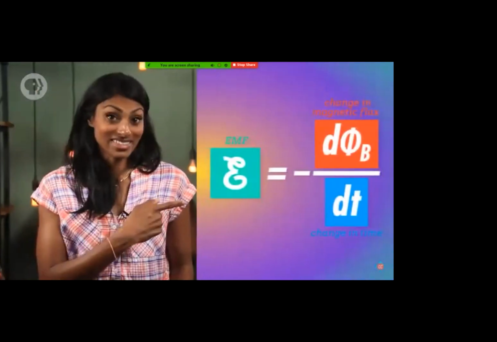Now, Maxwell's third equation doesn't have anything to do with Gauss's law. Instead, it's Faraday's law, but slightly different than how we've seen it before. This is how we've seen it before.